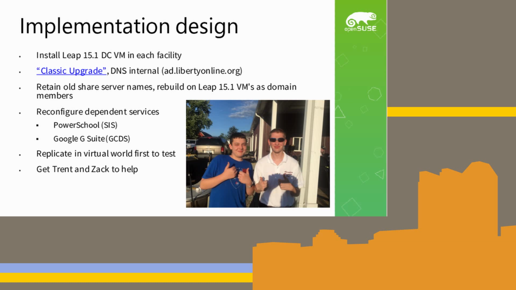So here's how we implemented it and what our design was. We put a DC virtual machine in each of the 2 facilities. And then we did what's called the classic upgrade from Samba 3 LDAP to Active Directory. This is classic in that you remember how hard you worked when you first started in IT? We're going to take you back to those days.